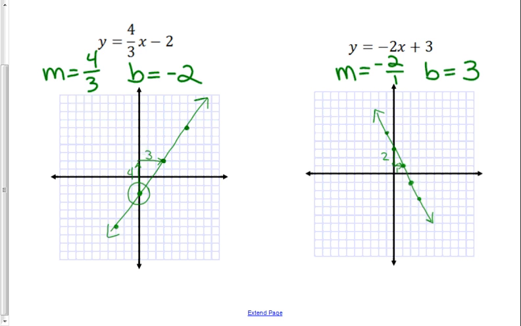Number 2, we had a slope of -2 over 1 and a y-intercept of 3. So we start here at our y-intercept of 3. And we're going to go down 2 over 1, making sure that our line is negative, so it's going downhill.